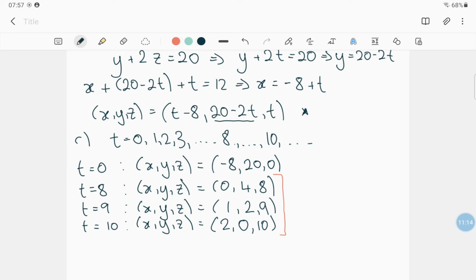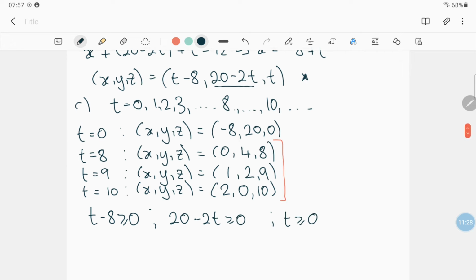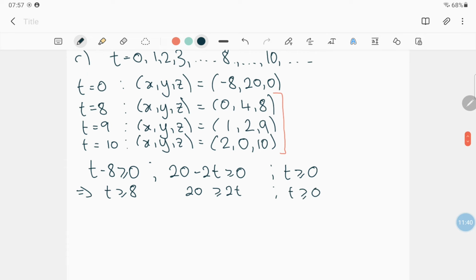Yeah, to be slightly more systematic, you could say I need t minus 8 to be bigger than or equal to 0. I need 20 minus 2t to be bigger than or equal to 0. And I need t to be bigger than or equal to 0. And this might give you the solutions. So this one is I need t to be greater than or equal to 8. And this one you can add the 2t to both sides. I need 20 to be bigger than or equal to 2t. And then this one just says t is greater than or equal to 0. Then divide both sides here by 2. You get t has to be less than or equal to 10. And t has to be greater than or equal to 8.